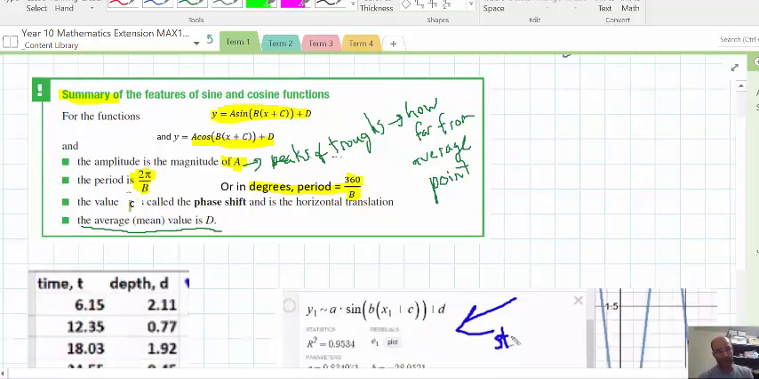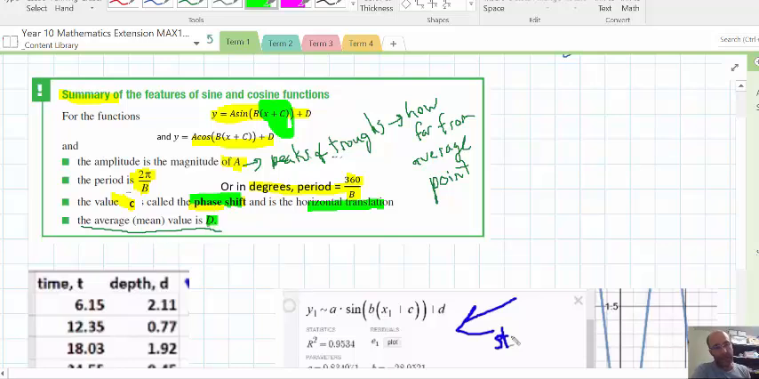We've got C is the phase shift, and we know that's in the horizontal direction. So if we have x plus C in the brackets, that will move it C units to the left, and if we have x minus C, it'll move C units to the right. The horizontal phase shift, or the horizontal translation.